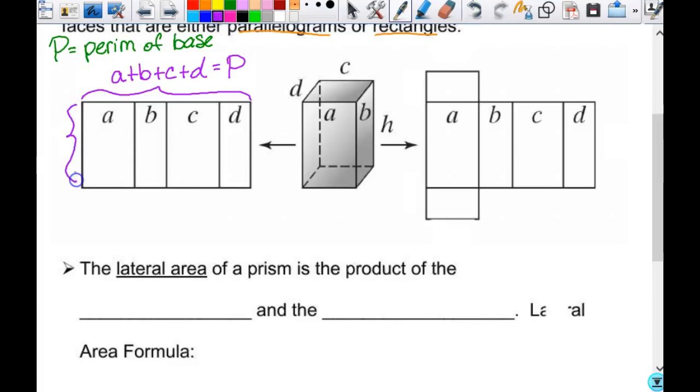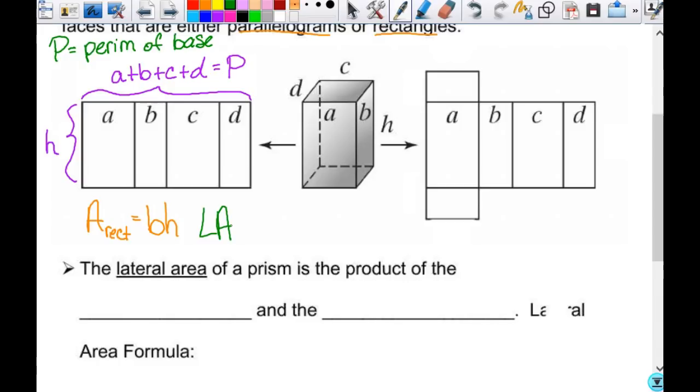So this is H. Now, to find the area of a rectangle is just equal to base times height, right? So that's how I would find the area of this rectangle right here. But the area of that rectangle actually represents the lateral area, which we're going to represent with LA.